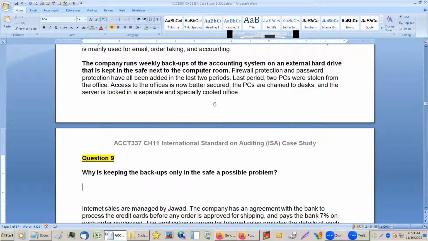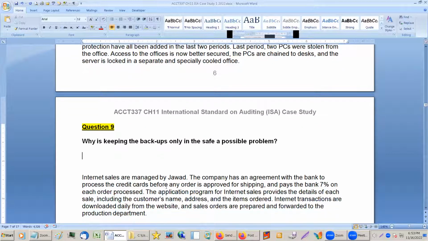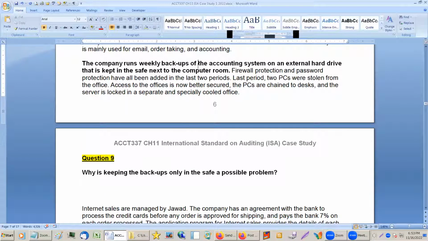Number 9, why is keeping backups only in the safe a possible problem? So they take the backups, they put them in the safe. They say, well, okay, we need to keep these secure. We'll put them in the safe. What's the problem with putting the backups in the safe? If something happens to the safe, they're gone.